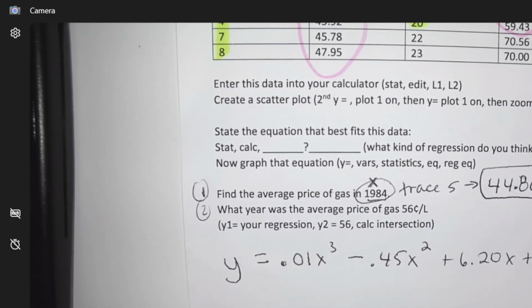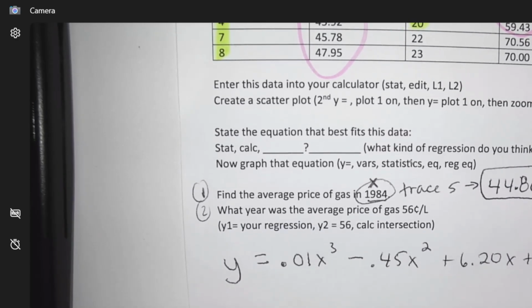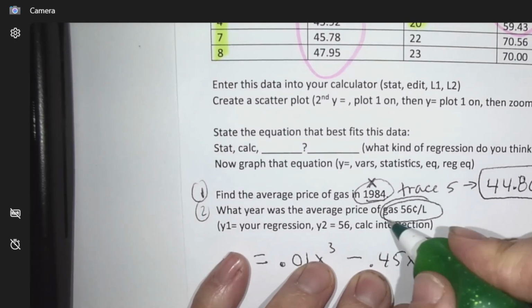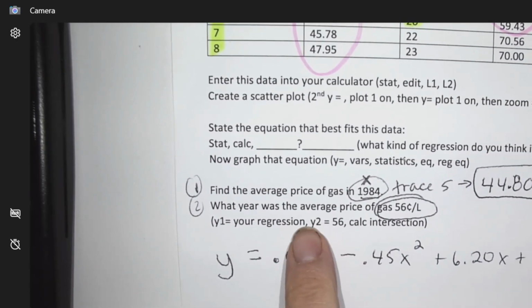Okay, how's our number looking? We're matching that. Trace 5. Okay, please read the questions. Don't just go 1984. You got to understand what the variable is. It's years after 1979. Okay, here's the next question.